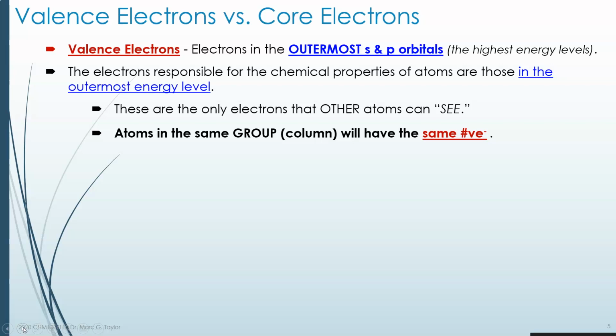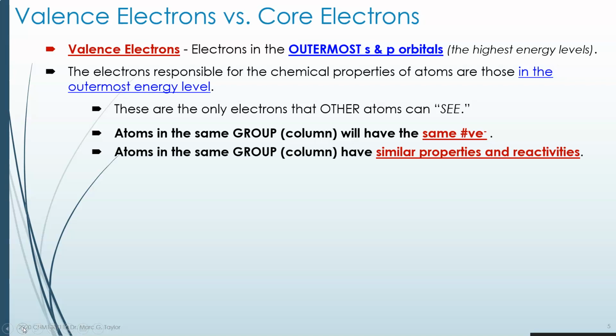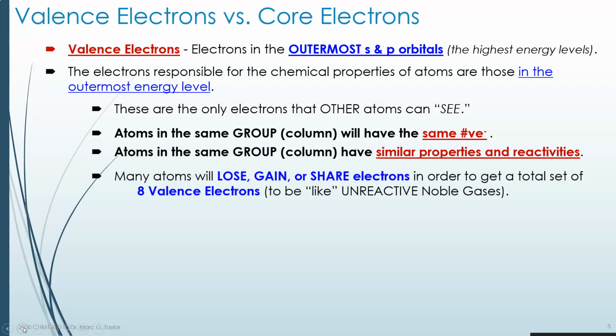And that is true for every column in the periodic table. If you find an element, all the elements below it have exactly the same number of valence electrons. And I'm abbreviating that as VE with a negative sign here. So this is the reason why atoms within a group, within a column in the periodic table, not only have the same number of valence electrons, but they have many similar properties and similar chemical reactivities.